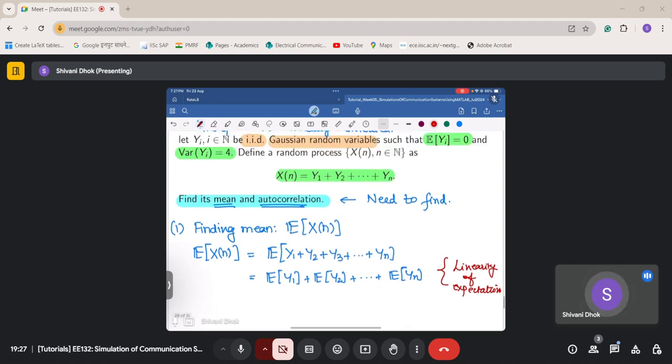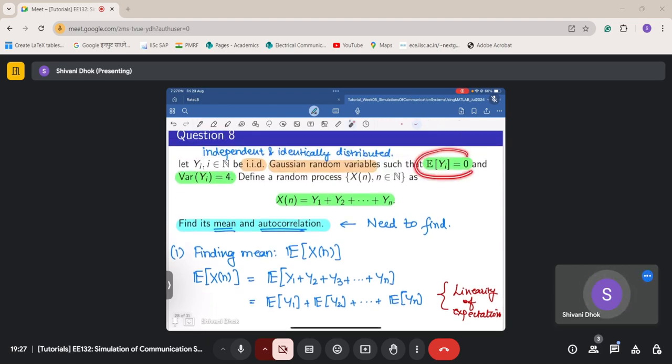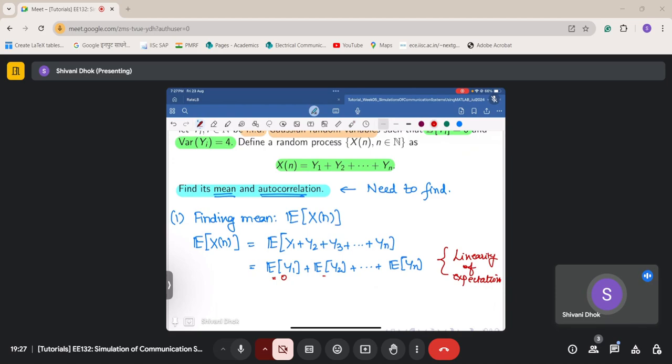Okay, and then what is given to us is that all of these yi's are zero mean. So expectation of yi for all i is 0. It means that this is equal to 0, this is equal to 0, and this is also equal to 0. So for all i from 1 to n, expectation of yi is equal to 0. Therefore this will give me 0 plus so on till 0, which is equal to 0. So this is the mean: expectation of x of n comes out to be equal to 0. Is it clear till this point?